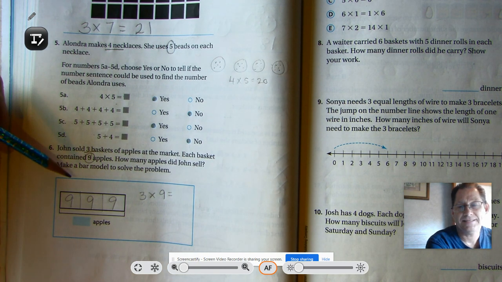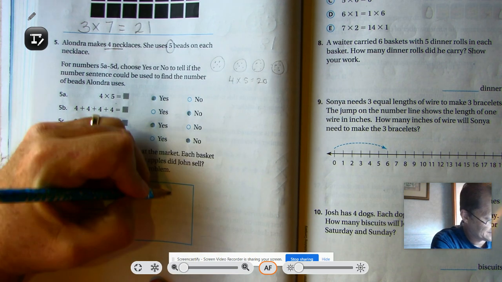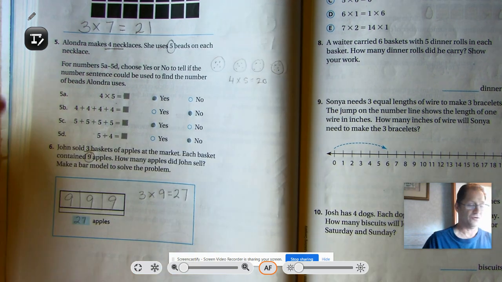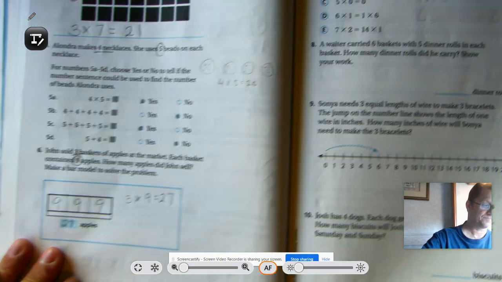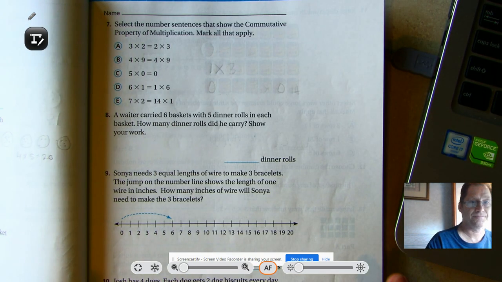9 plus 9 is 18, plus 9 more is 27. So he sold 27 apples. All right, let's move on to page 133, number 7.